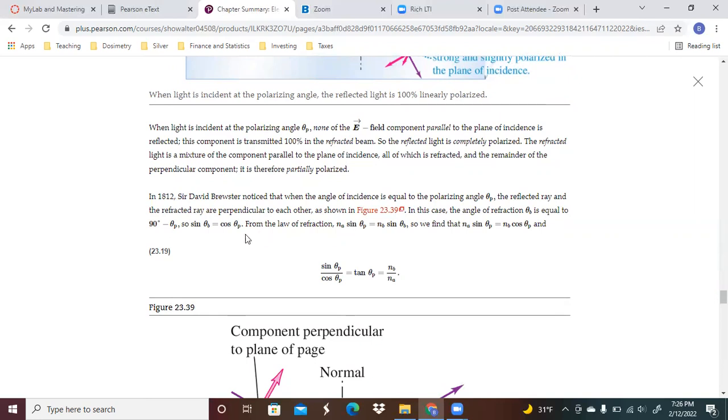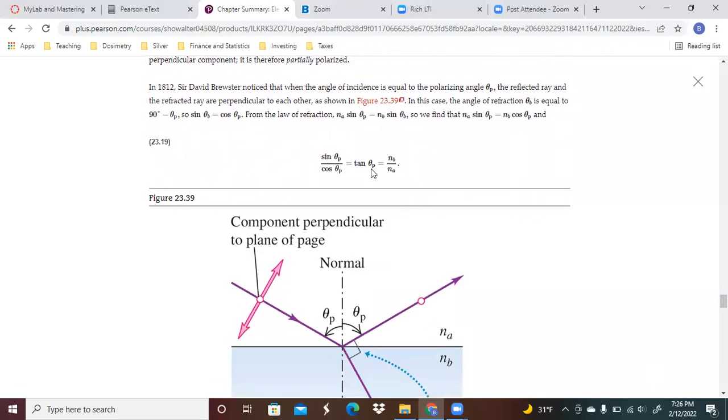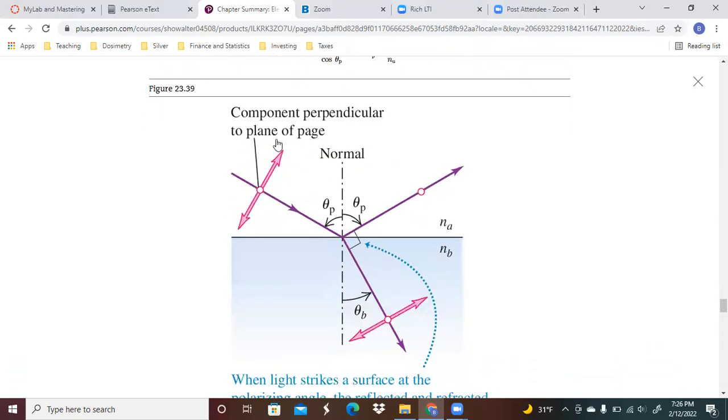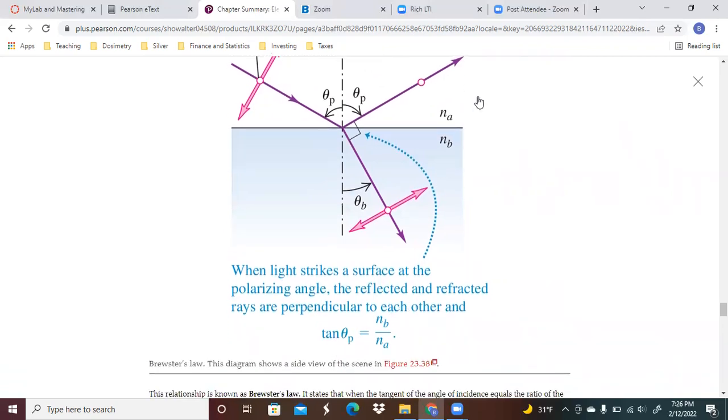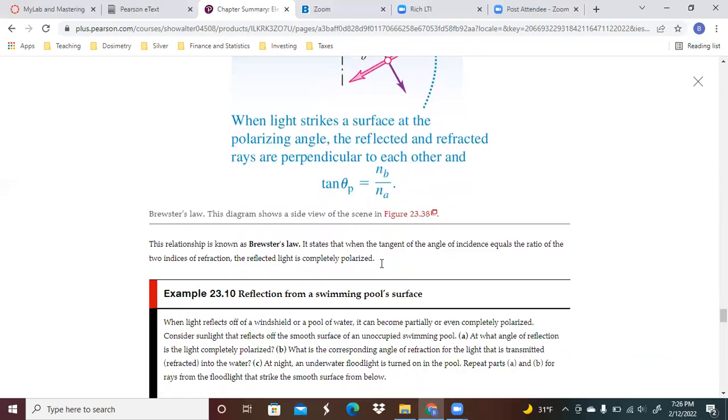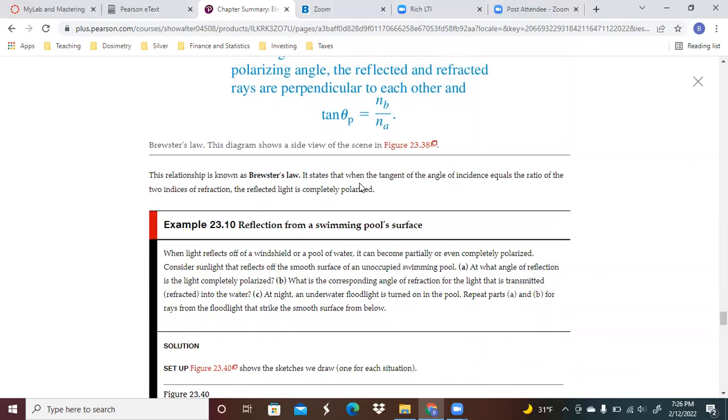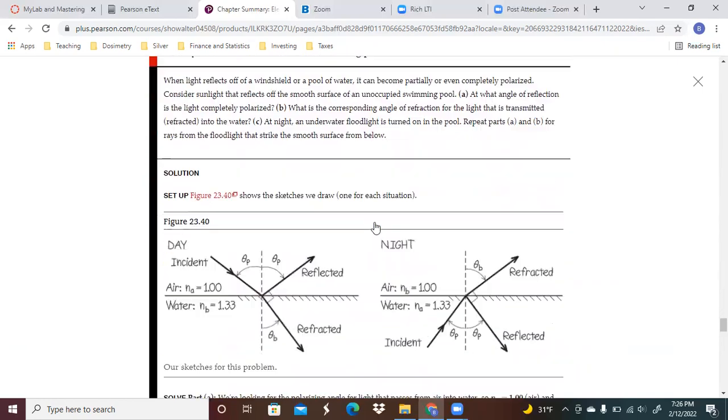In this case, the angle of refraction is equal to 90 degrees minus the polarizing angle. So we come up with this relationship from the law of refraction, Snell's law, replacing a few factors here. We can come up with this relationship: the tangent of the polarizing angle, and how the refractive indices end up playing out. So we've got a component perpendicular to the plane of the page that comes in. The reflected and refracted rays are perpendicular to each other. And this is known as Brewster's law. It states that when the tangent of the angle of incidence equals the ratio of the two indices, the reflected light is completely polarized.